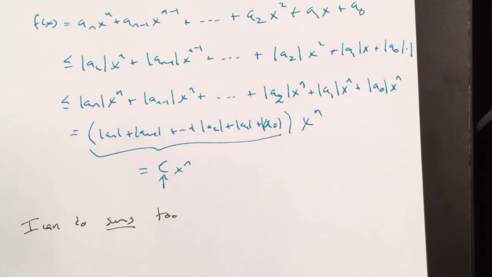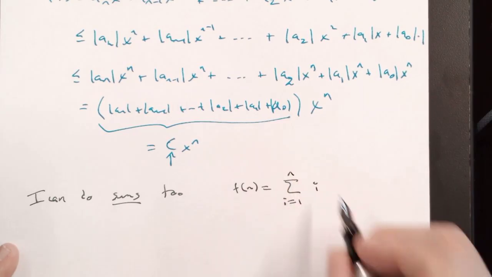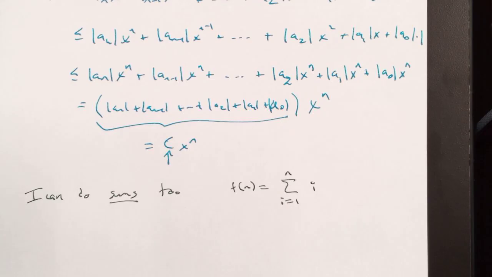I don't just have to apply this to a function, f of x. I can think about a function in discrete terms, like a sum. I'm going to define the function f of n is the sum i equals 1 to n of i. So I could be asking you, roughly how big is this sum? In terms of n.